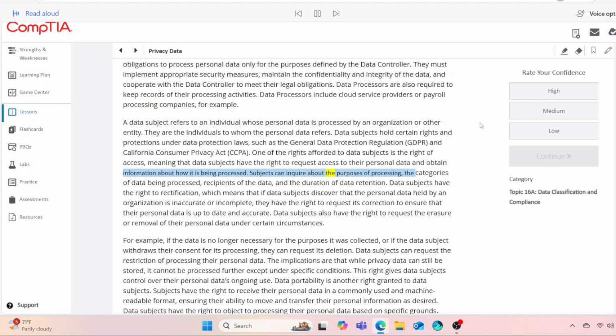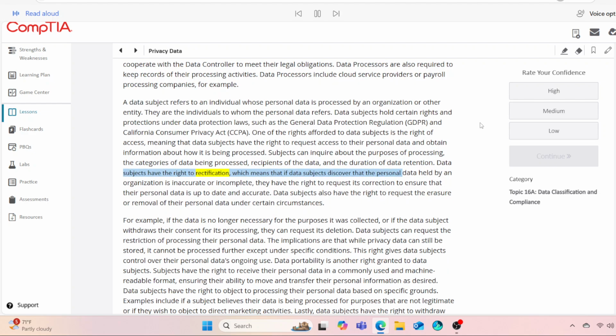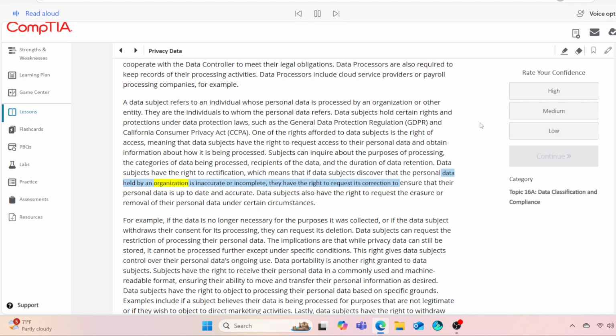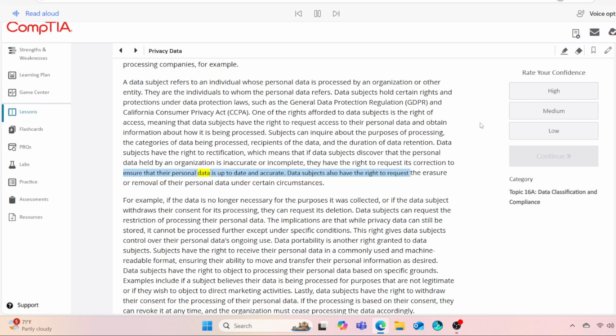Subjects can inquire about the purposes of processing, the categories of data being processed, recipients of the data, and the duration of data retention. Data subjects have the right to rectification, which means that if data subjects discover that the personal data held by an organization is inaccurate or incomplete, they have the right to request its correction to ensure that their personal data is up to date and accurate.